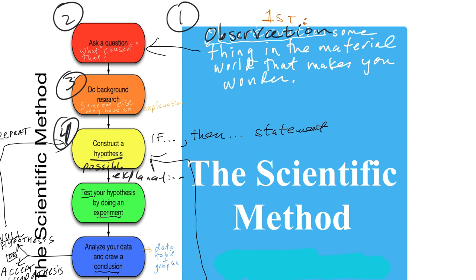If I pour hot water down the drain, then it will clear the clog. Notice how I phrase this: if, then. That's how you always construct a hypothesis. If this happens, then this will follow. That if-then format is how you phrase a hypothesis if you're a scientist.